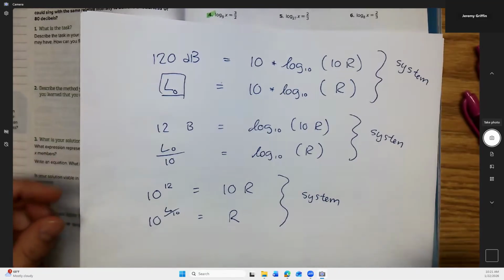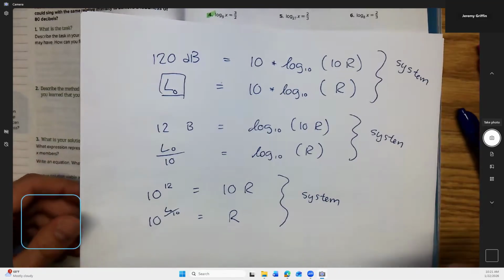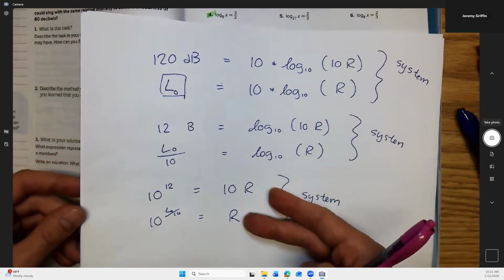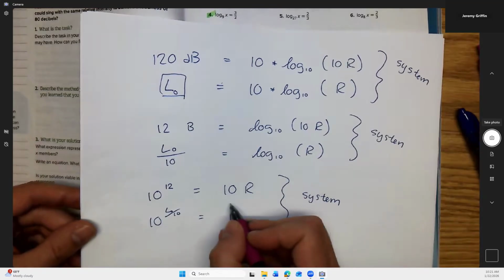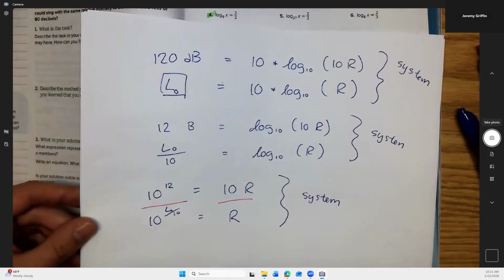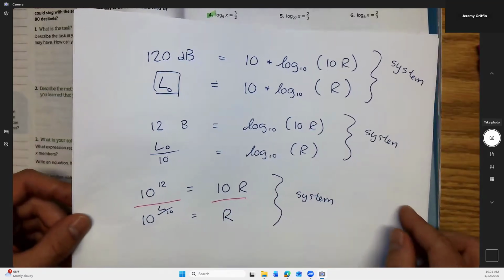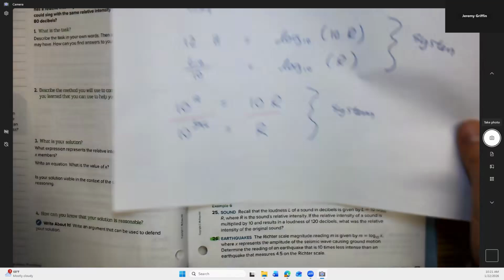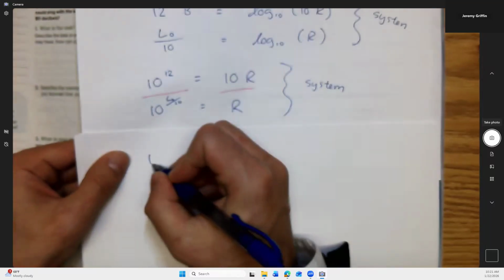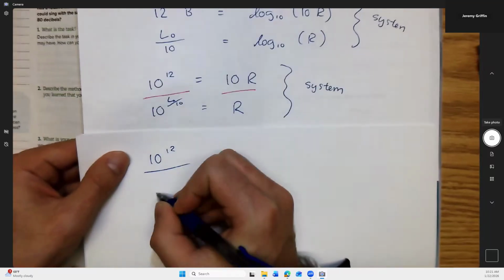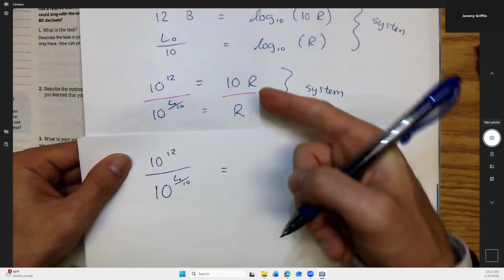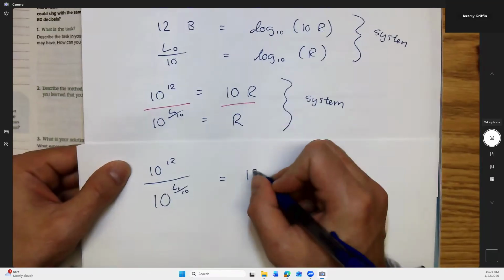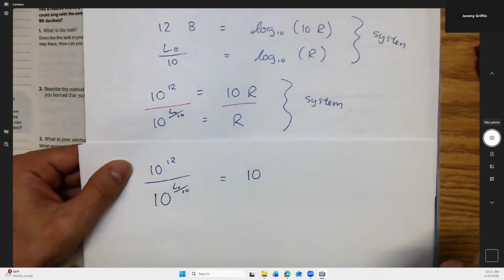Actually, now would be a good opportunity to divide one equation by the other, because I can cancel out this R and therefore solve for L. You guys ready to do that? Let's divide one equation by the other equation. So next step, I'll have 10 to the 12 divided by 10 to the L over 10, all equal to, now 10R divided by R itself is 10. Good at that, right?